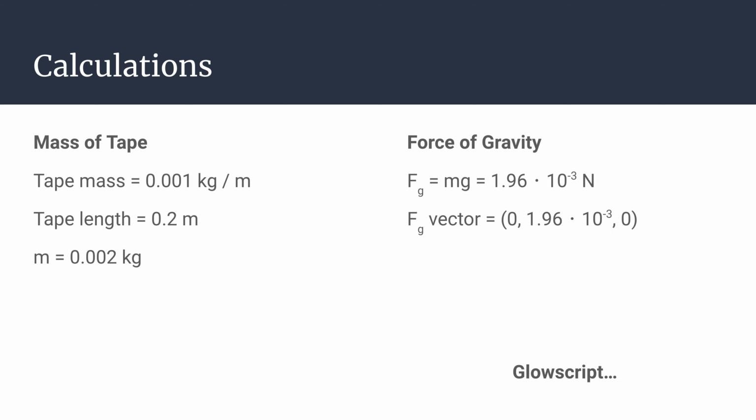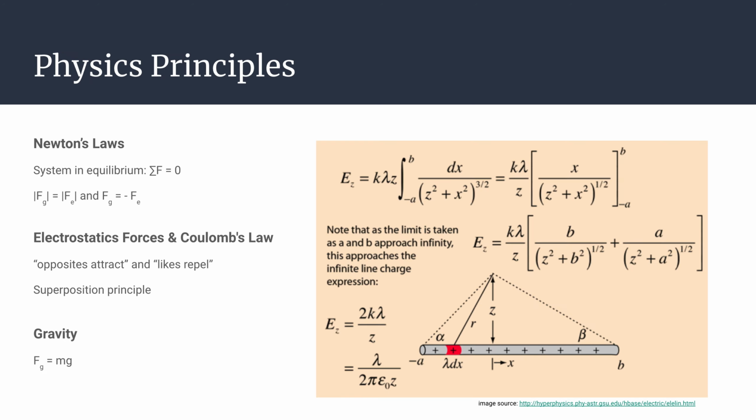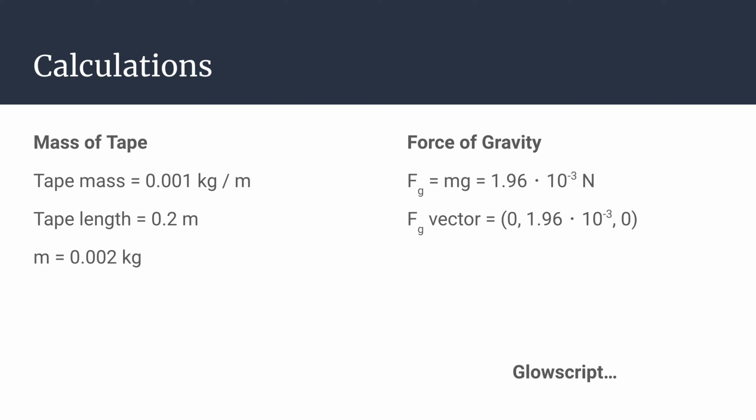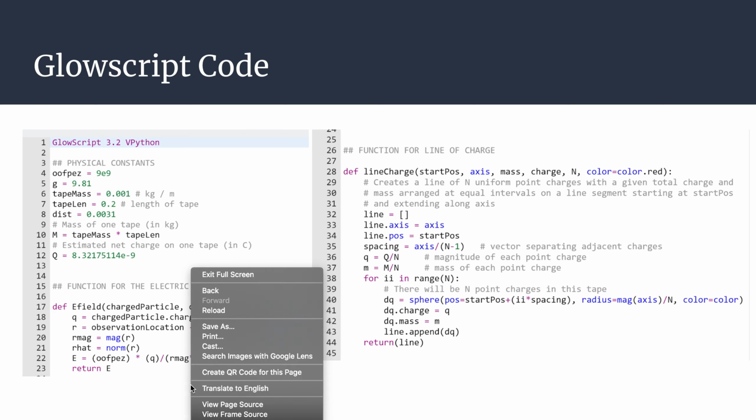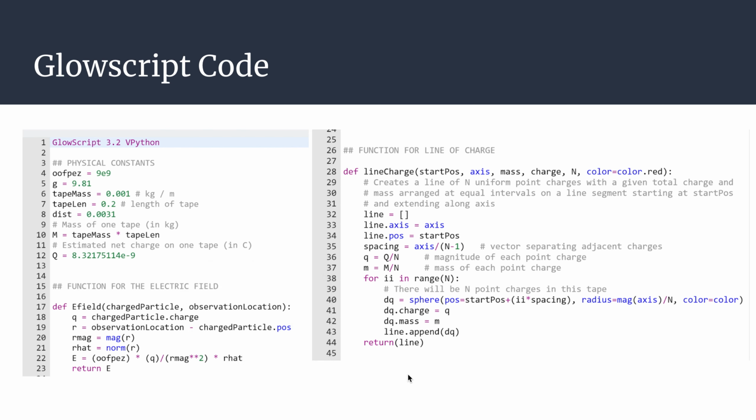Then we can employ Newton's laws, which tell us that the sum of the forces in the y direction which act on the top tape sum to 0, since the top tape experiences no acceleration, so F equals 0. Therefore, the net electric force and gravitational forces are equal in magnitude and opposite in direction. So these are some preliminary calculations based on the diagram I showed on the slides before, which you can pause to see. I performed my calculations in GlowScript.